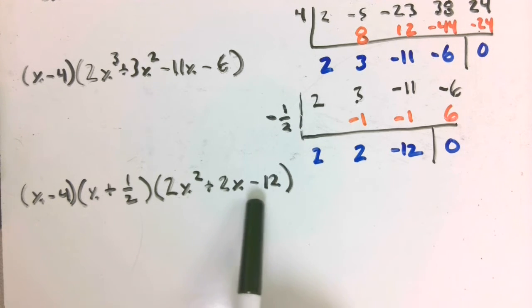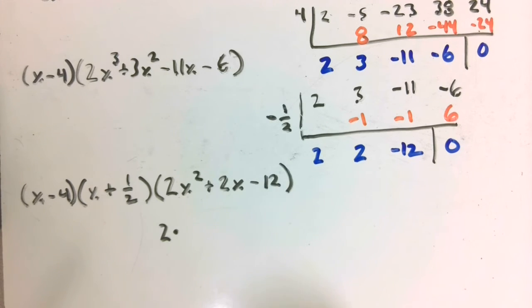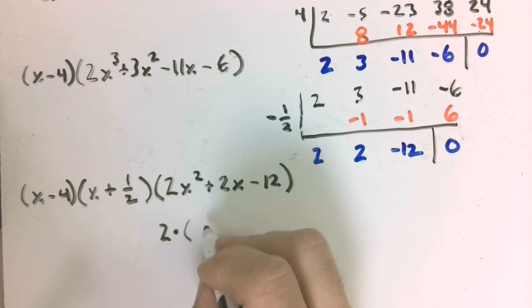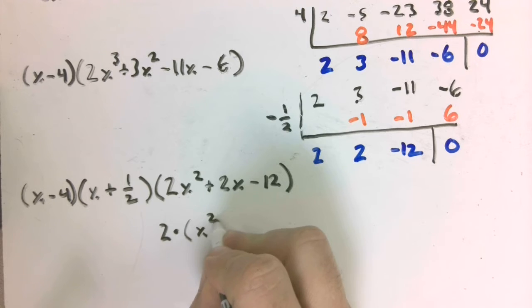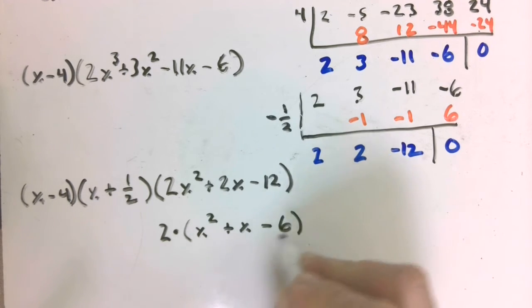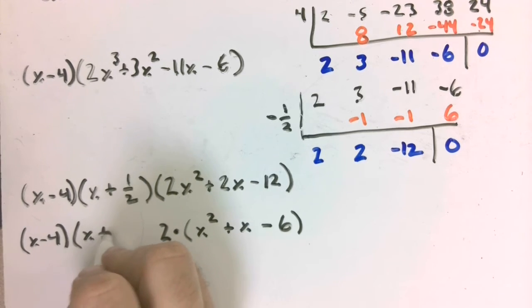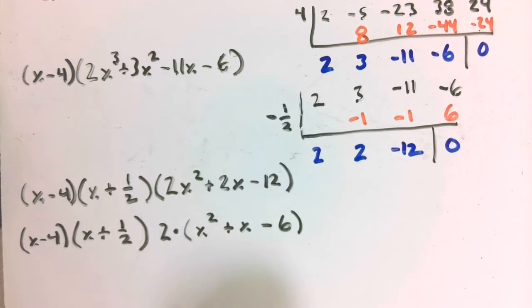First step in factoring is to factor whatever's in common, and there is something in common with all of those terms. It is the number 2. If I factor a 2 out in front, I would end up with an x squared plus x minus 6. We still would have an x minus 4 and an x plus 1/2 out in front.